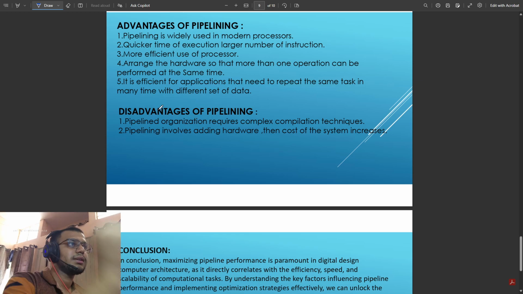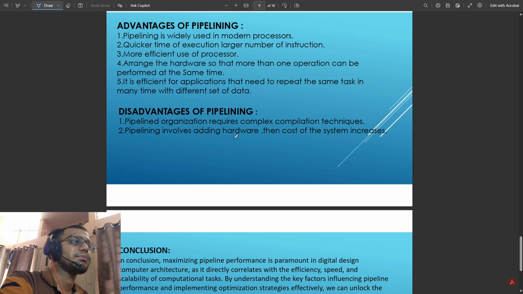And what are the disadvantages of pipelining? Pipeline organization requires complex compilation techniques. This is a disadvantage because complex compilation techniques are required, so they are not easily available, and there are many problems regarding this. The second one is that pipelining involves adding hardware, so the cost of the system increases.